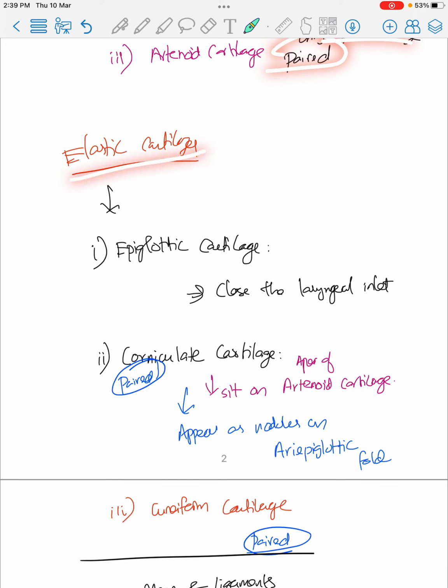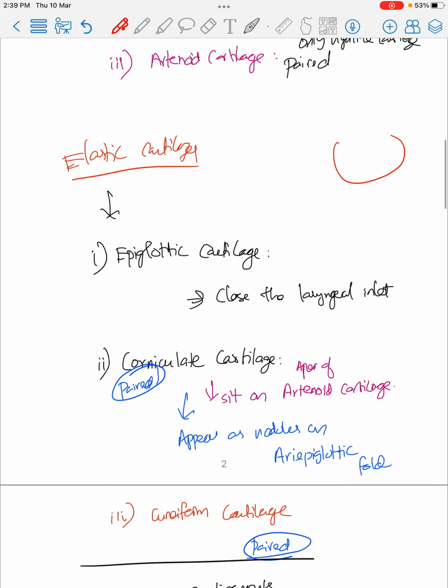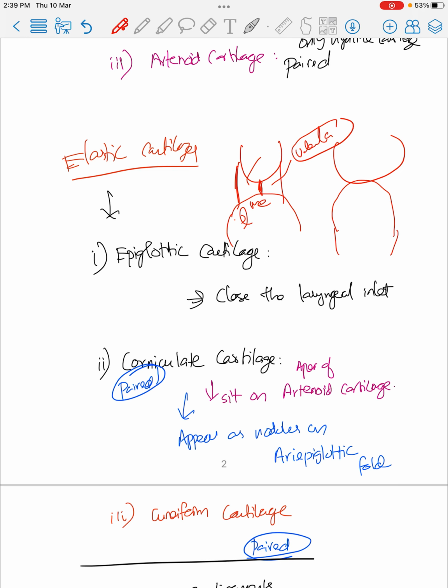Next we come to the elastic cartilages. First is the epiglottic cartilage. It closes the laryngeal inlet. It's closely attached to the base of tongue. You can see this is the base of tongue, and this closes like this if a food bolus is coming. The space between the base of tongue and epiglottis we can divide into three: the median epiglottic fold and both lateral epiglottic folds. This is the lateral, this is the median. Then this space is known as vallecula, and on both sides vallecula is there.